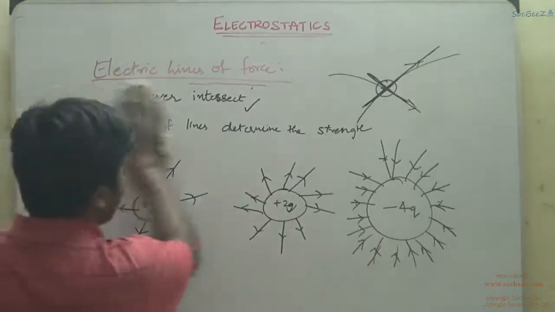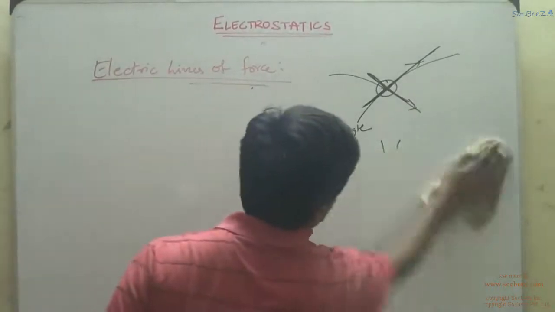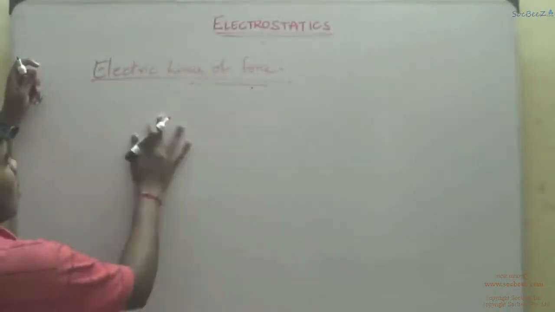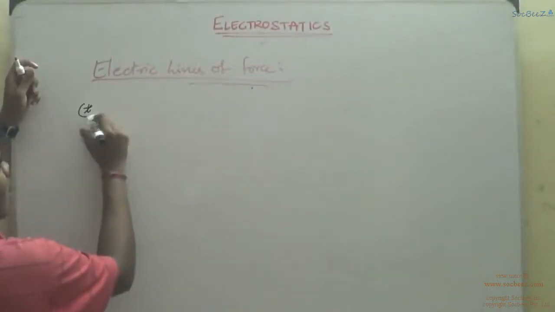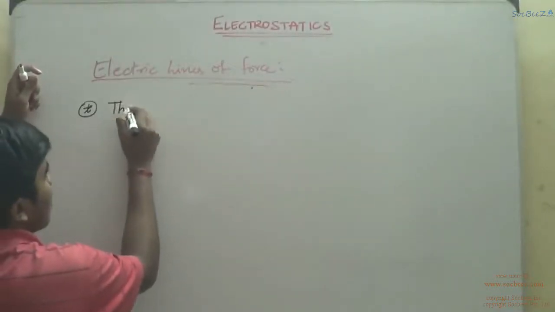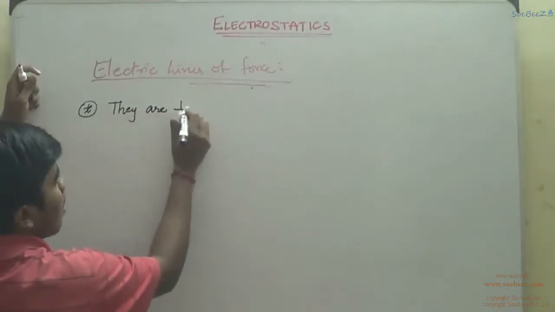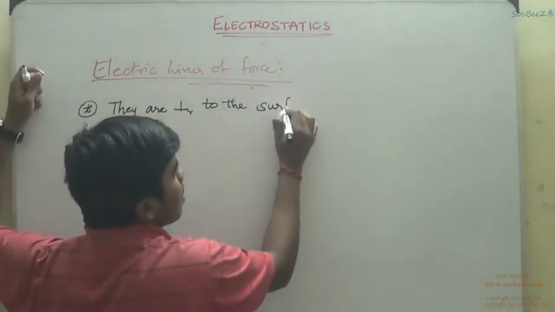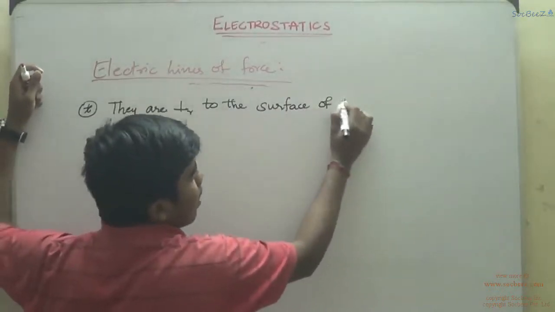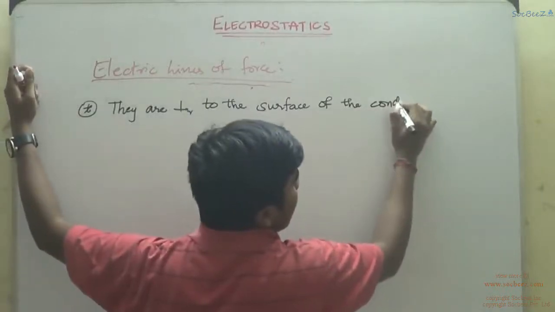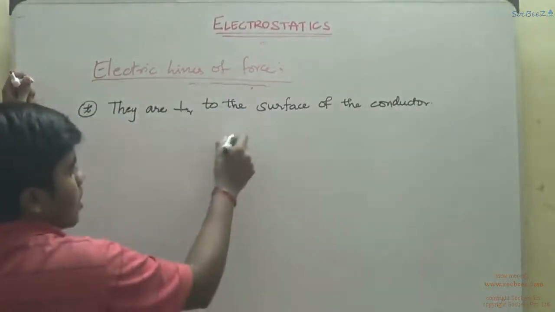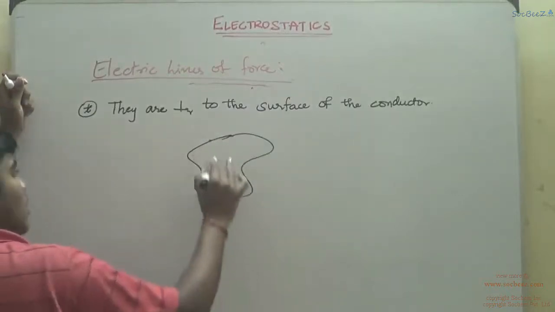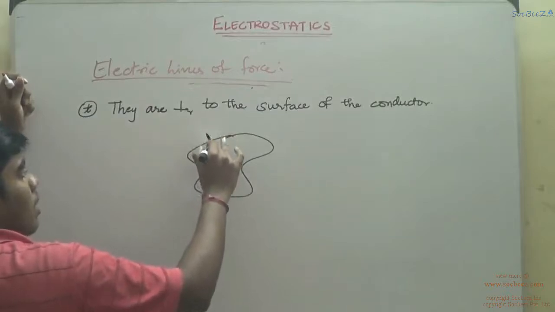Now the last characteristic of the electric lines of force is that they are perpendicular to the surface of the conductor. When? Not always. Suppose this is a conductor. If I consider an electric field line passing from here, it would be perpendicular just near to it.